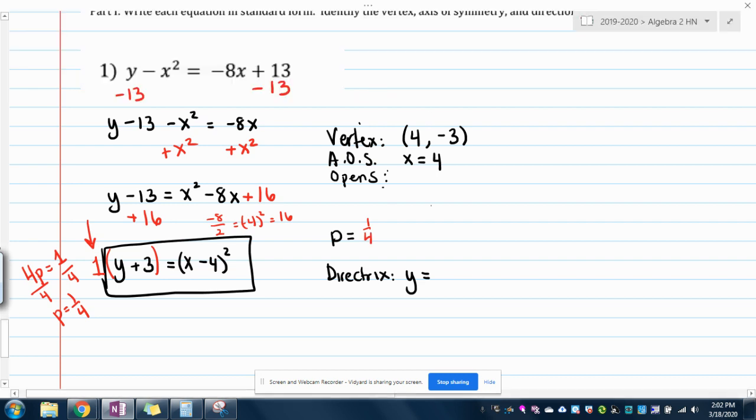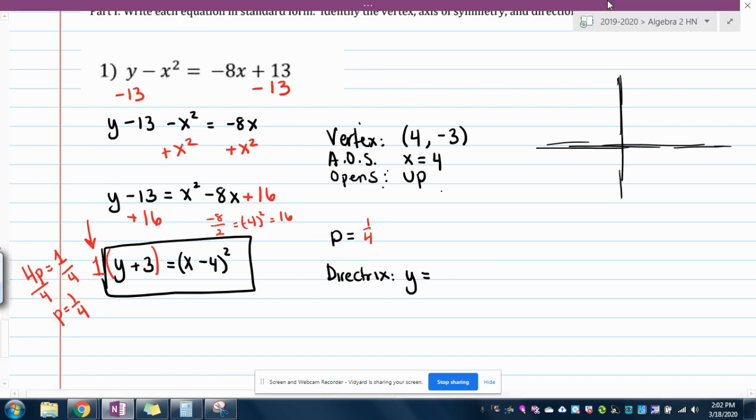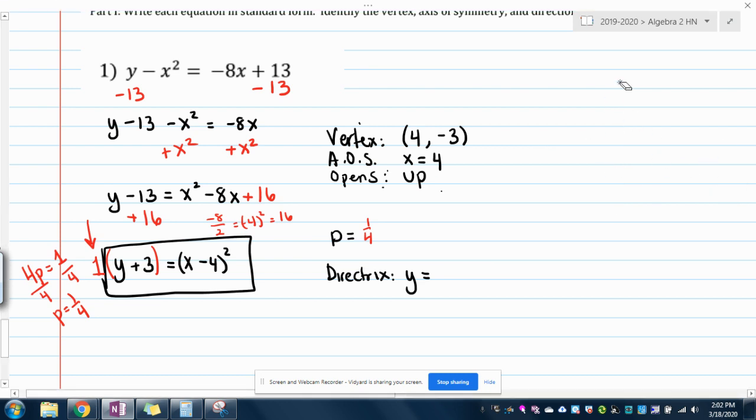So P is positive. That means it opens up. Because I know what P is, I'm going to do a little mini sketch here, which is what I did for most of the problems. I don't even need to do all this. I know that it's going to open up. I know that my vertex is at (4, -3). And I know my directrix is here and my focus is here.